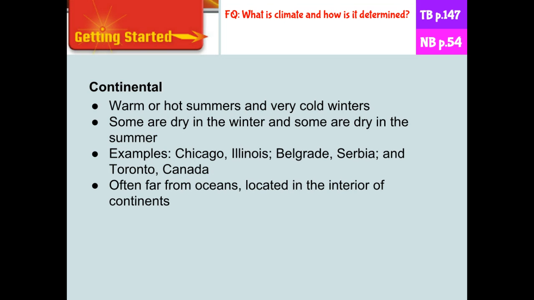Continental, warm or hot summers and very cold winters. Some are very dry in the winter, and some are very dry in the summer. Examples would be Chicago, Toronto, Canada. Often far from oceans, which is why it's called continental zones, and it's located in the interior of the continents.